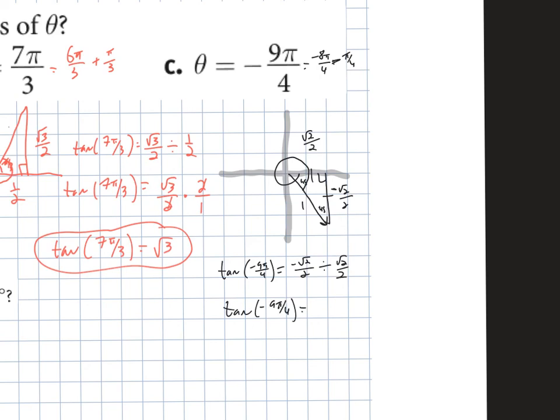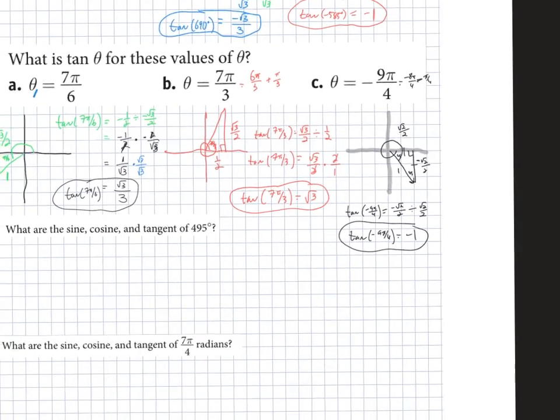So actually, all of these 45 angles that split the quadrants, they're all going to be positive 1 or negative 1, depending on where they land. So that's kind of a neat thing.